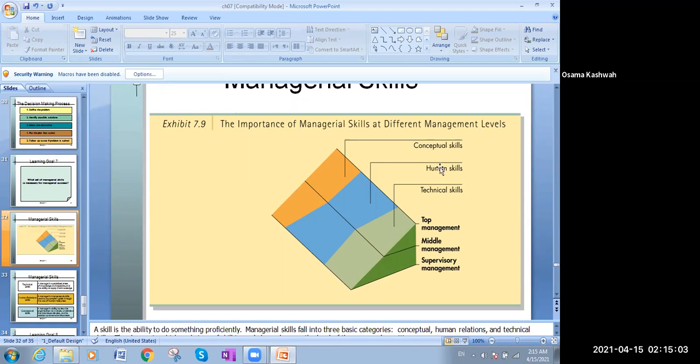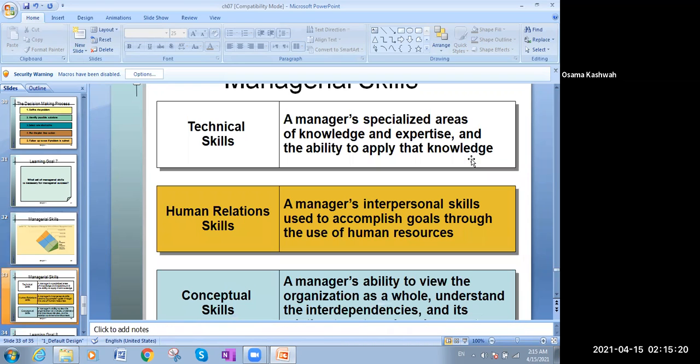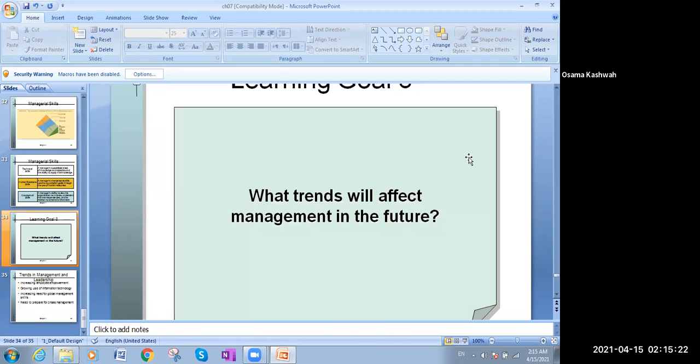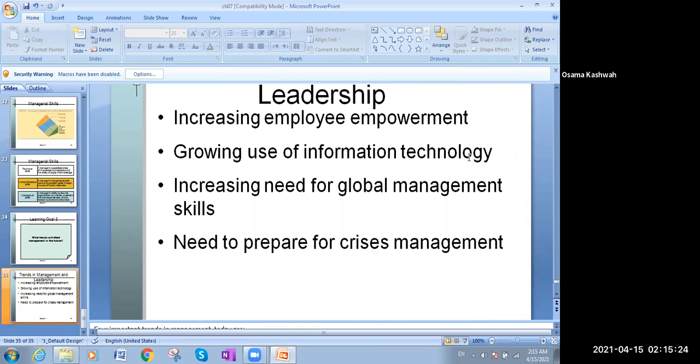Again, the top management needs more conceptual skills, less technical skills. The supervisory management needs more technical skills and less conceptual skills. So this was the chapter.